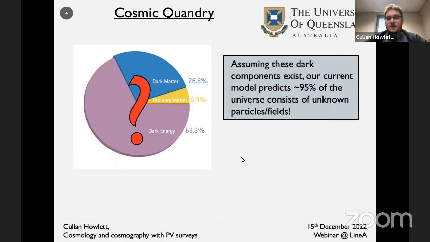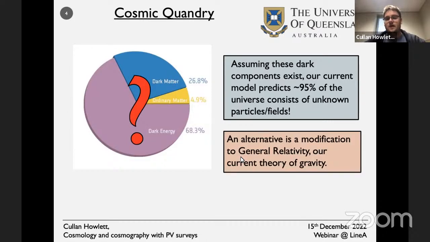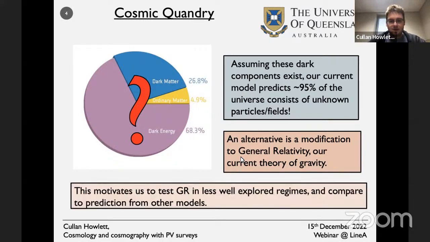And so that means that 95% of our universe consists of what are currently unknown particles or fields. But one alternative could be that general relativity requires a modification on large scales, and that might help to alleviate some of these problems, or at least provide an explanation for what we're currently calling dark matter and dark energy. And this kind of motivates us to test general relativity in less well-explored regimes, such as scales outside the solar system, and in particular on cosmological scales where these two phenomena, dark matter and dark energy, seem to appear.